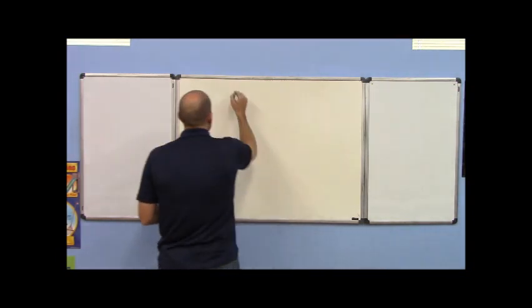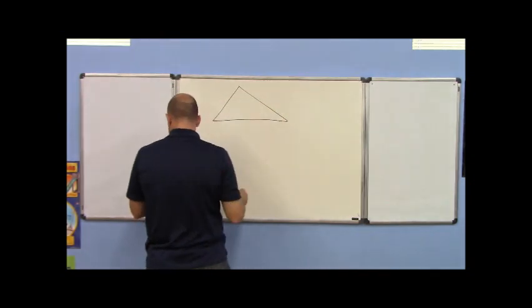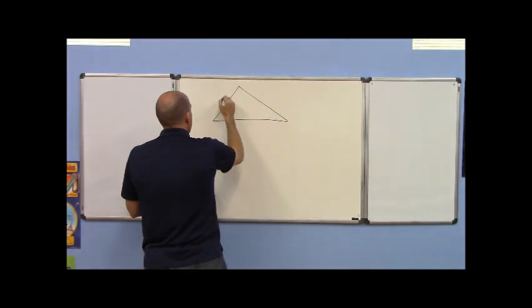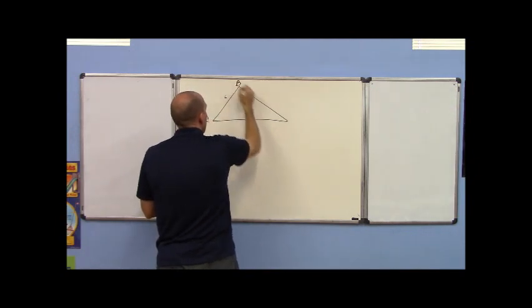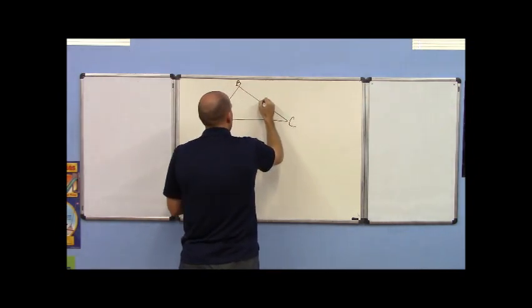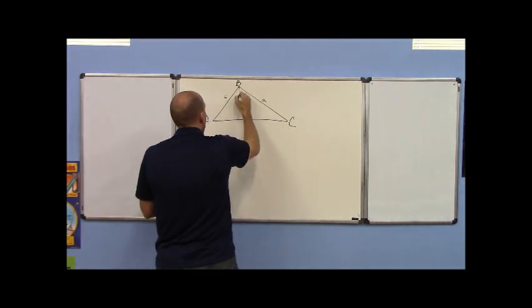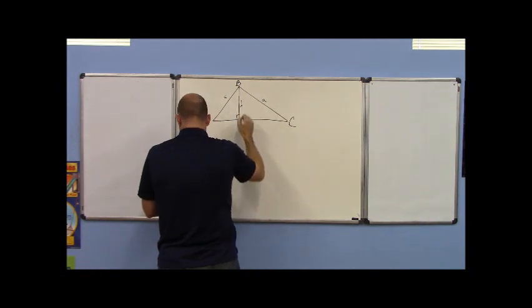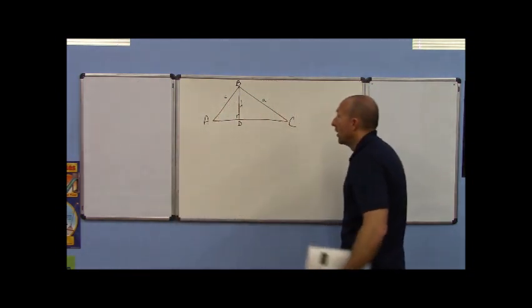So let's use this example here. We have side C. Let's see, angles A, B, C. That's A. And then here we have our right triangle that has been developed. Our height. This will be D.